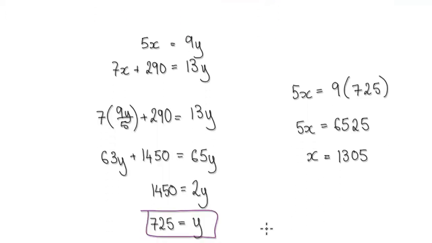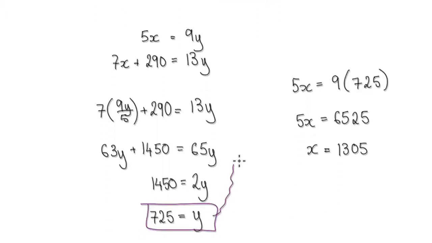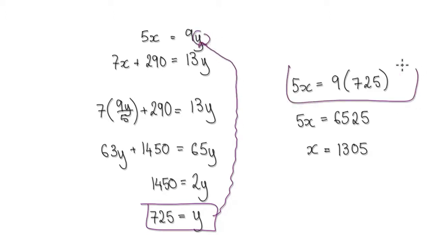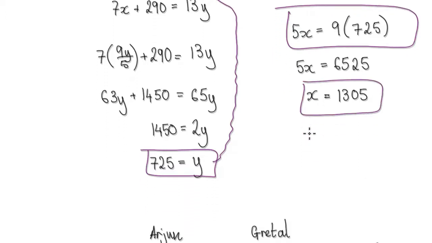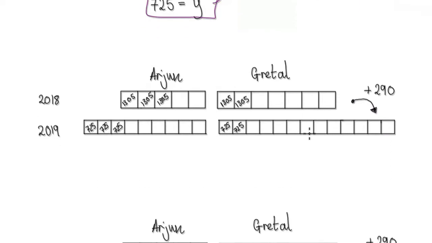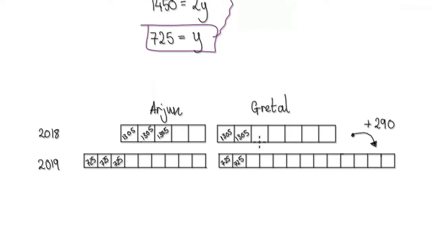So we know y. So going back to here, we can put it into here to work out x. So x turns out to be this. So what that means is x is given by this and y is given by this. We've done x and we've done y. So what that means is each block represents 1,305 all along here as well, and each block here represents 725 all along here.